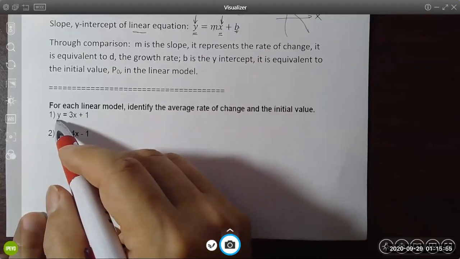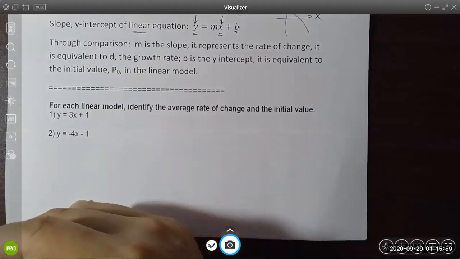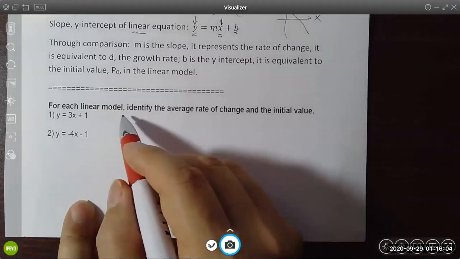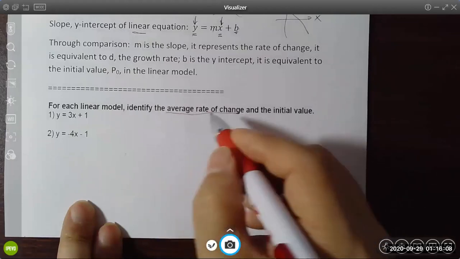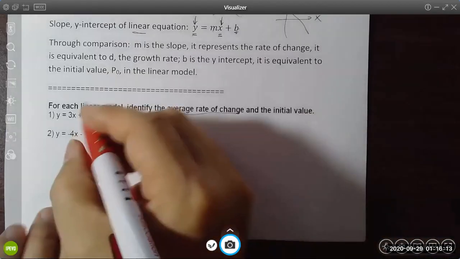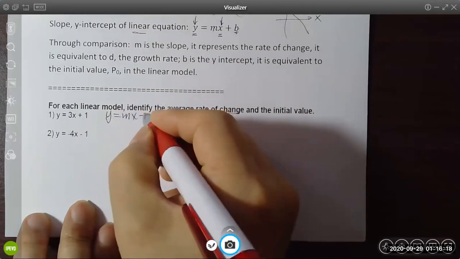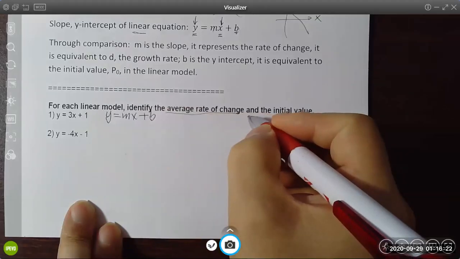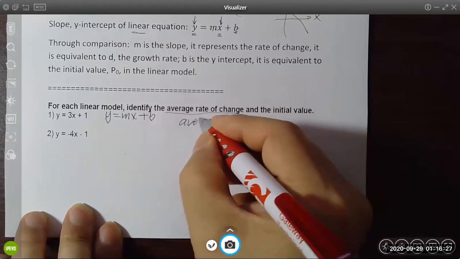If you replace y with Pn and x with n, that's a linear model. They are exactly the same thing, actually. So for each linear model, identify the average rate of change, which is the growth rate, which is m, which is the slope. They're all the same thing, and the initial value. So if you look at this, compare this to y equals mx plus b, the number in front of x is the average rate of change. That is equivalent to our d.